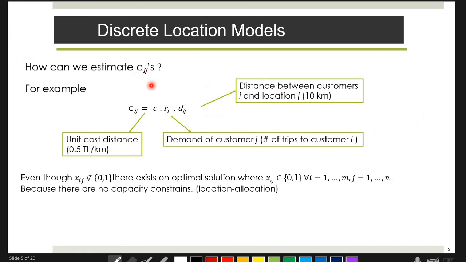Usually this cost includes different parameters. Okay, to satisfy the demand of a customer, you need to know the amount of demand, the demand itself of that customer. But this cost must depend on the traveled distance from the facility to that customer as well. So the distance appears inside this cost. So this distance multiplied by the demand of the customer multiplied by the unit distance cost gives you this parameter value.